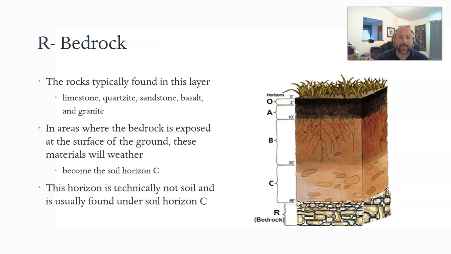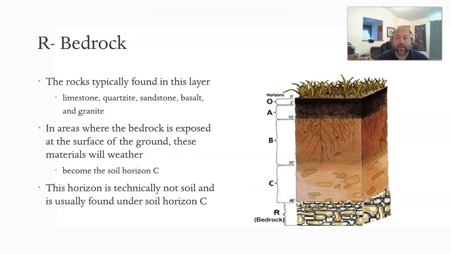And then that takes us to the last layer, which is the bedrock. The rocks that are typically found in bedrock are things like limestone, quartzite, sandstone, basalt, and granite. Granite is the one in the Sierra Nevadas down here. That's usually our parent material for the southern Sierra Nevadas. So that's the bedrock for that area, and we know that because there are big pieces of it sticking out of the ground, like El Capitan.